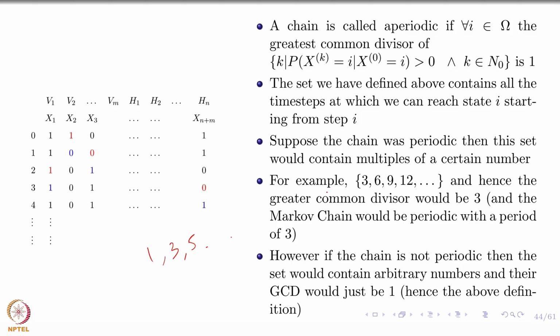Is that clear? So it always helps to understand periodic, then aperiodic is just the reverse of that. So this is what periodic is. If it's periodic, you will have a greatest common divisor which is not equal to 1. You will have the greatest common divisor as the period of the chain. But if it's not periodic, then you'll just have the greatest common divisor as 1, because that's the greatest common divisor of all the elements in your set.